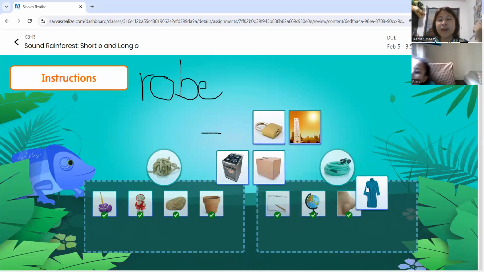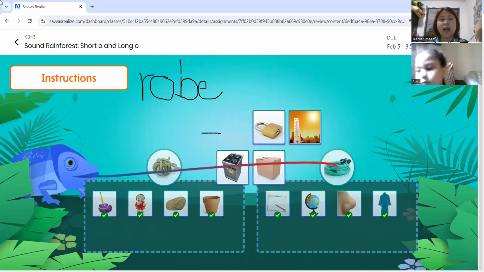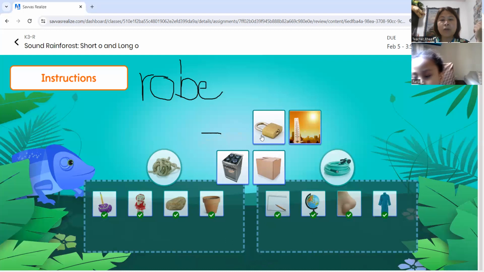Where? Under the hose. Yes, because it's a long O. How about this one? What is it?